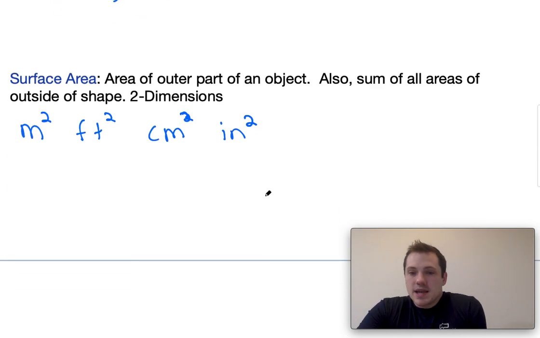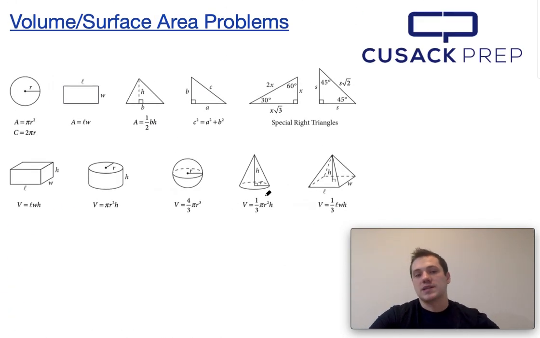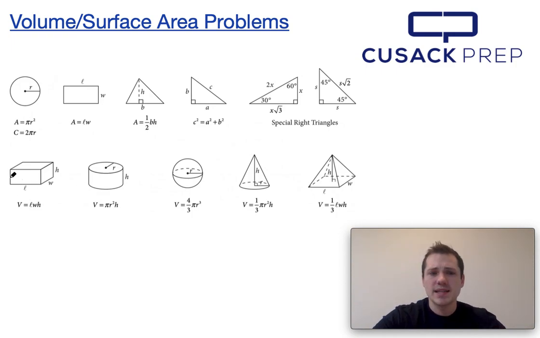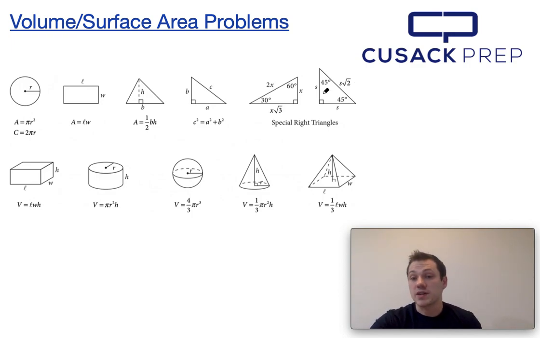A few other things I want to point out related to these equations. Notice they don't give you any equations for surface area. So they tell you the volume of a three-dimensional shape. They tell you the volume of this rectangular solid, this cylinder, this sphere, this cone, and this pyramid, but they don't really tell you anything about the surface area. Well, fortunately, a lot of these equations up here are helpful to help you figure out the surface area.